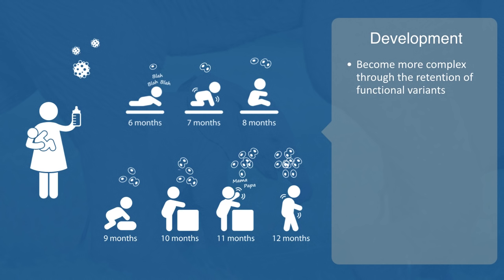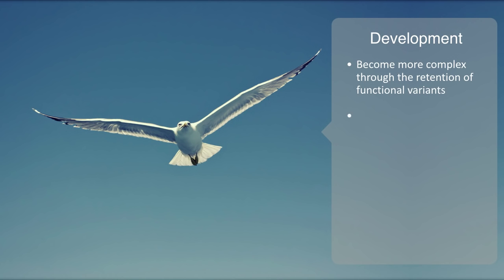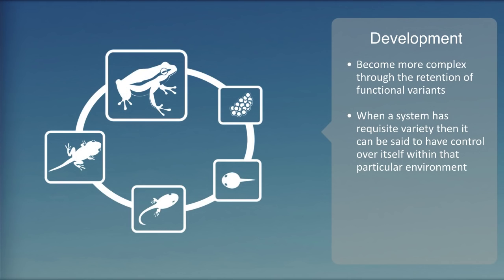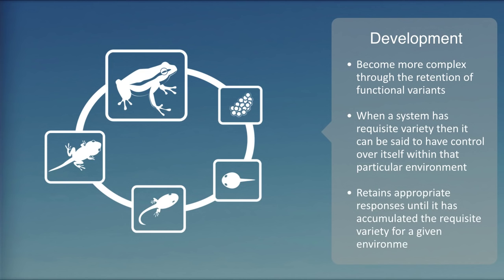When a system has requisite variety, then it can be said to have control over itself within that particular environment. But of course, there is always a broader environment that will present the system with a wider, more complex set of eventualities for it to deal with. As the system evolves, it retains the appropriate responses for a given perturbation until it has accumulated the requisite variety for a given environment, and then it can expand into a broader one, where again it will have to generate more variety in order to deal with a new set of perturbations.